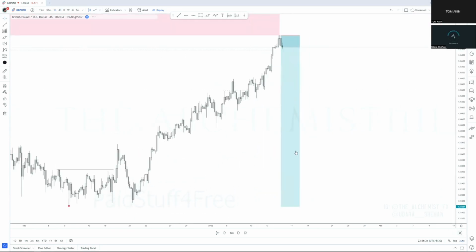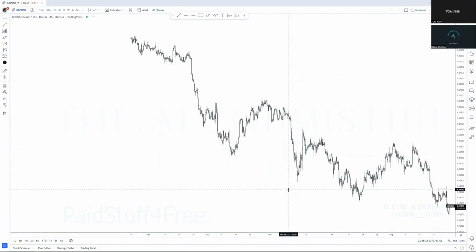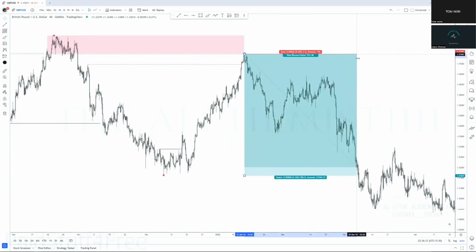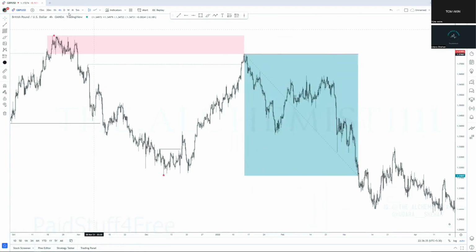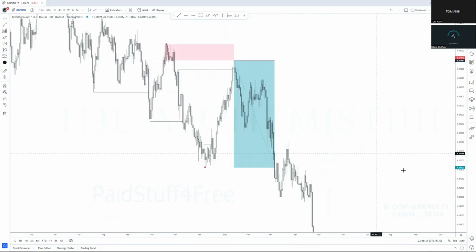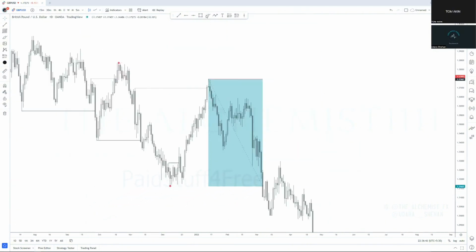So what happened? Look at the drop into the external range liquidity. Same exact setup, different time frames. Can I ask a question, Udara?